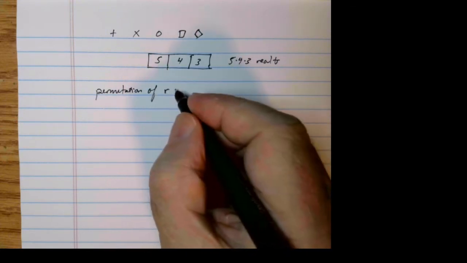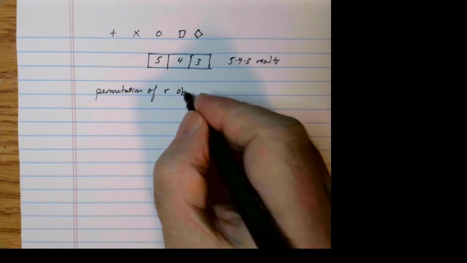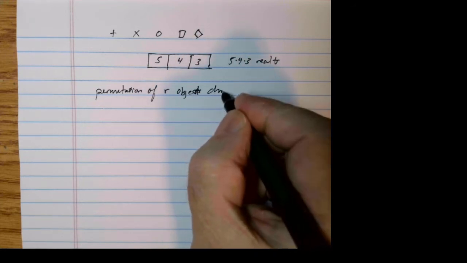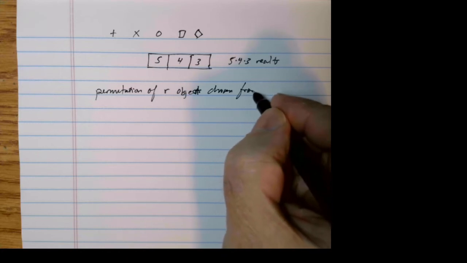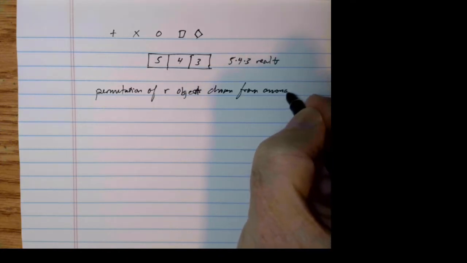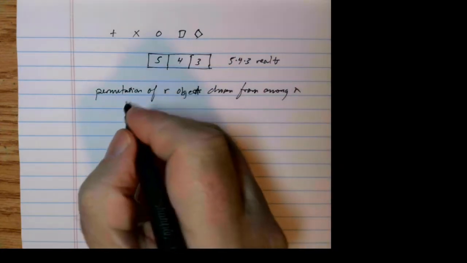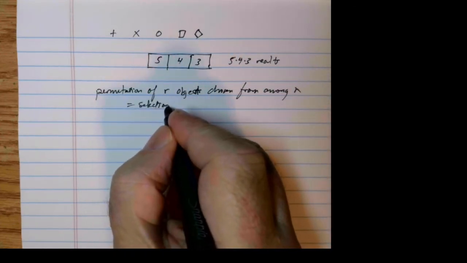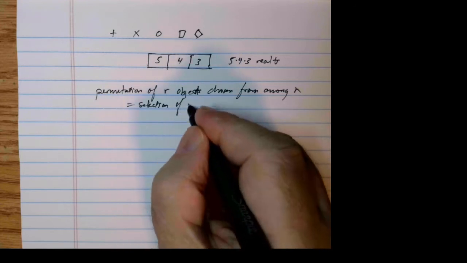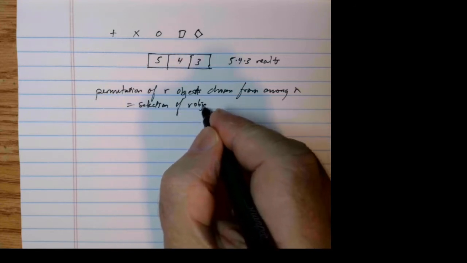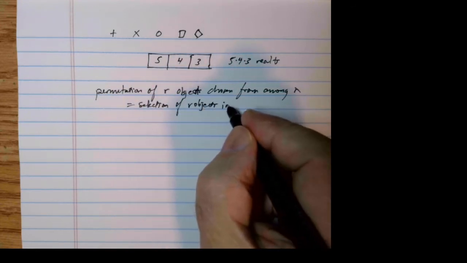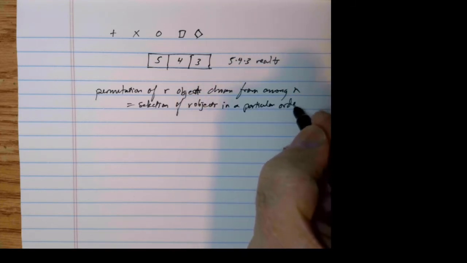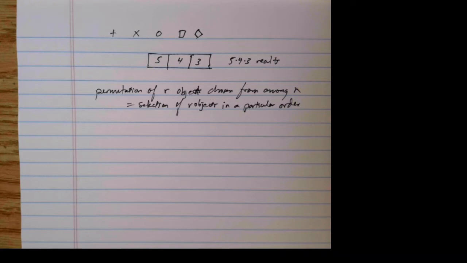But in general, you can have a permutation of R objects chosen from among N objects, and that is a selection of the R objects in a particular order. It's just a slight generalization of the thing we started out with.